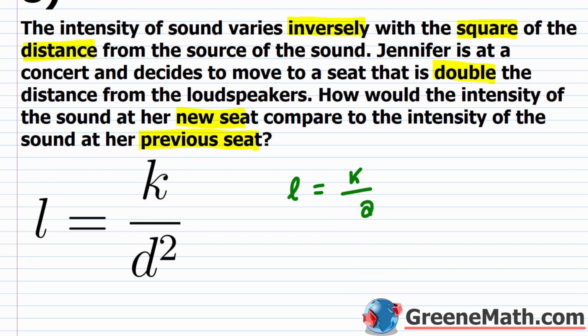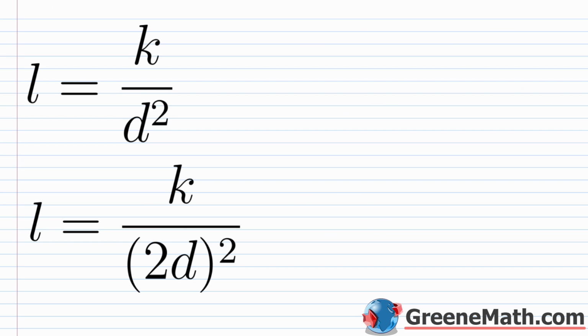Let me fix that. So this is a D. Let me make that crystal clear. What you're going to end up doing is, because she's moving to a seat that's double the distance, you're going to replace this D with a 2D. So I'll come down here. I've already done that. So replace the D with a 2D because it's twice the distance.